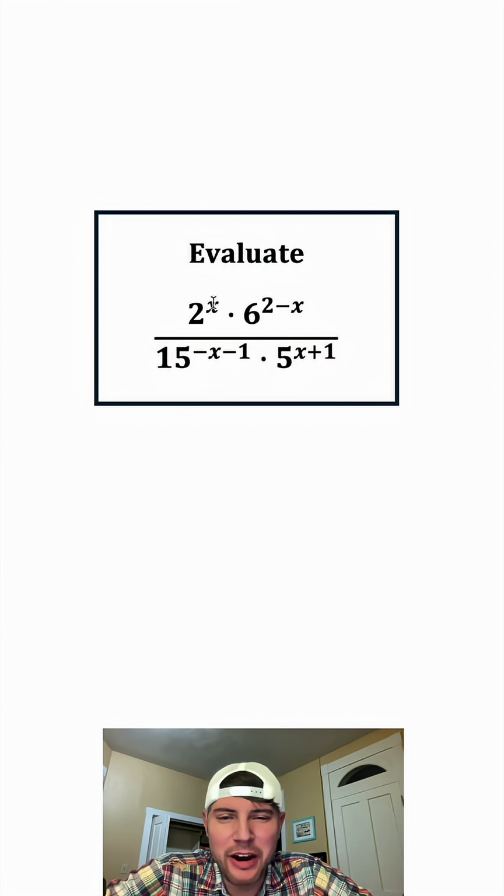We're given 2 to the power of x times 6 to the power of the quantity 2 minus x, over 15 to the power of the quantity negative x minus 1 times 5 to the power of the quantity x plus 1. And it wants us to evaluate.